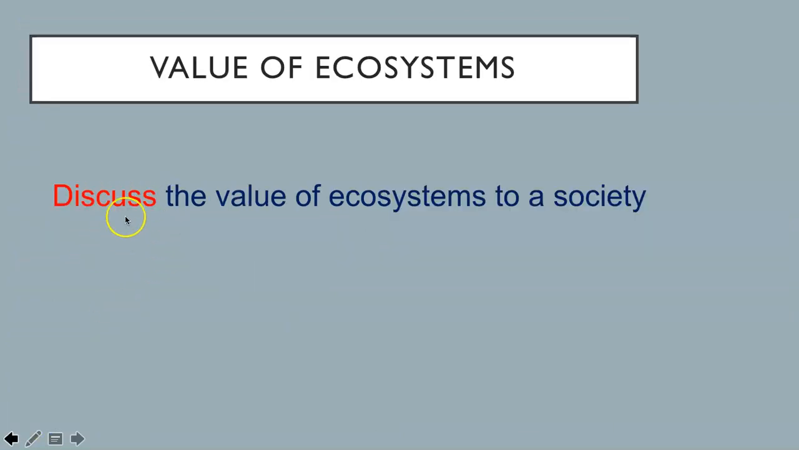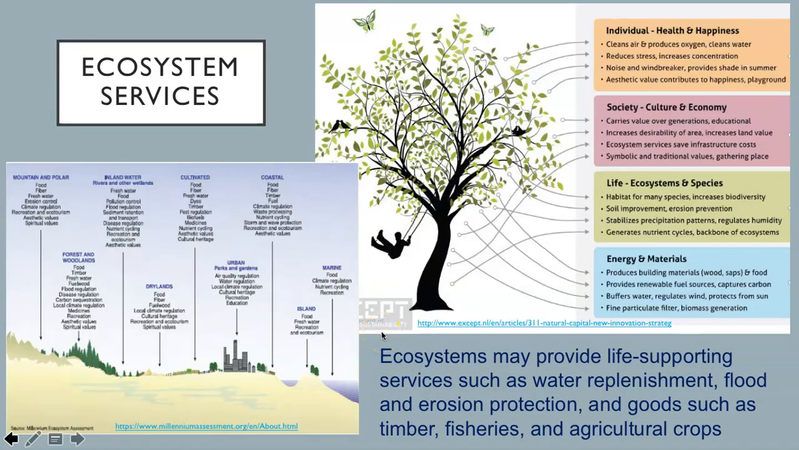You need to be able to discuss the value of ecosystems to a society. Ecosystems may provide life-supporting services such as water replenishment, flood and erosion protection, and goods such as timber, fisheries, and agricultural crops. Stop the movie and study these slides again so that you can discuss how ecosystems are of value to society. Be aware that the value isn't simply economical. Listed in both of these images are aesthetic value and maintaining cultural heritage, and also a contribution to human health and well-being. It's clear ecosystems benefit all humans, and all humans benefit from sustainable use of ecosystems.